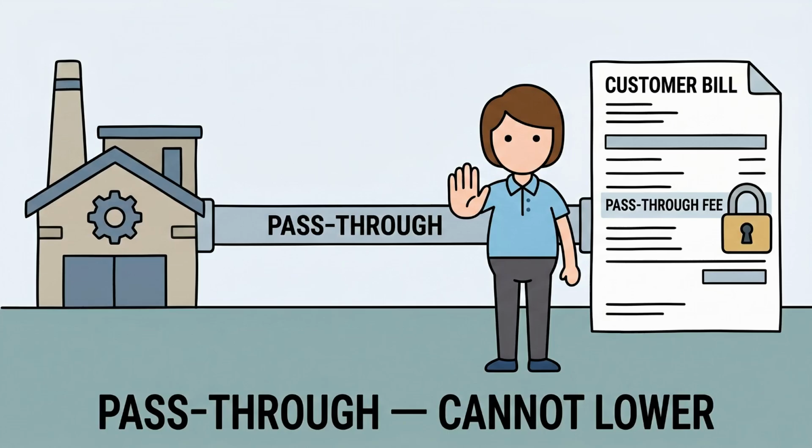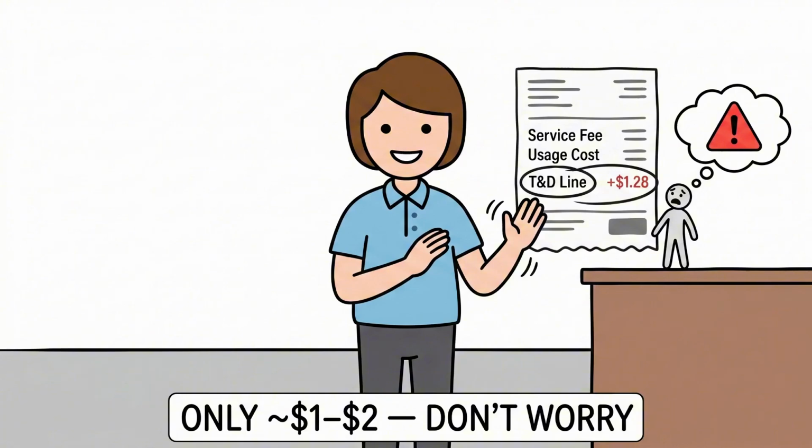You cannot lower it. It is a true pass-through cost, but it is usually so small that it adds only $1 or $2 to your monthly bill. Some people see this line and worry it is a hidden fee. It is not. It is simply the utility recovering exactly what it paid to maintain the system. Just know it is there and move on.